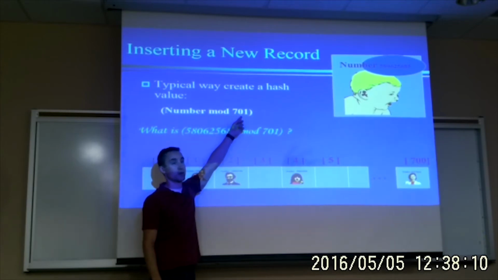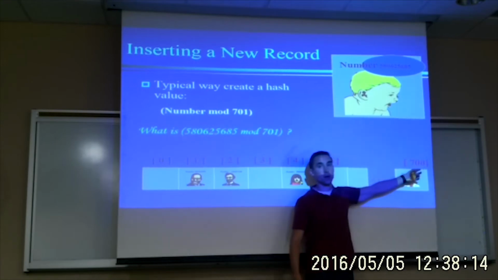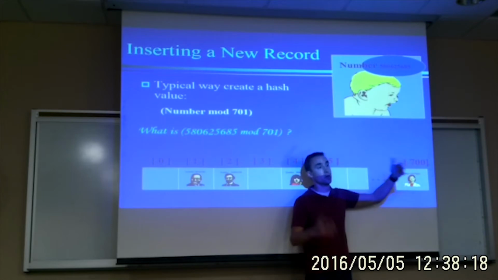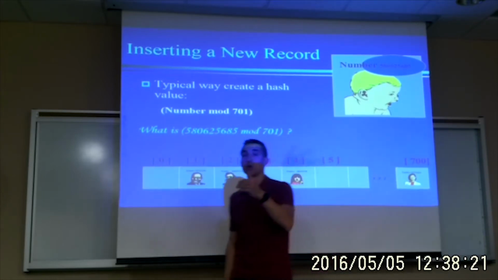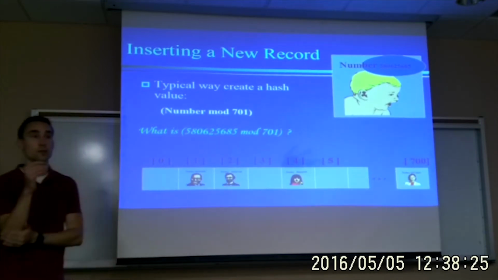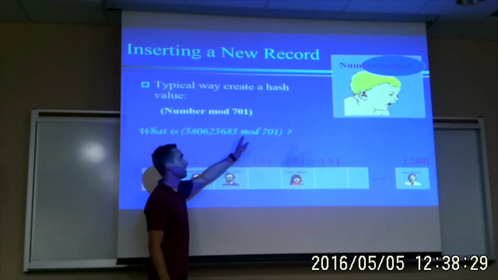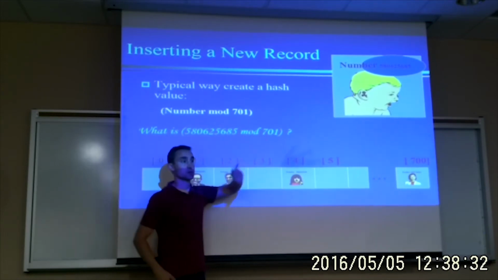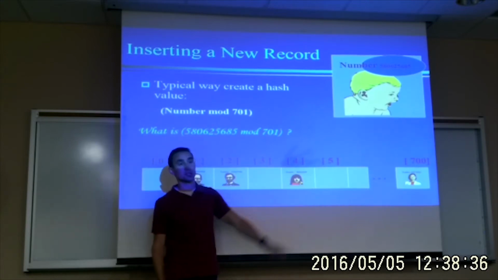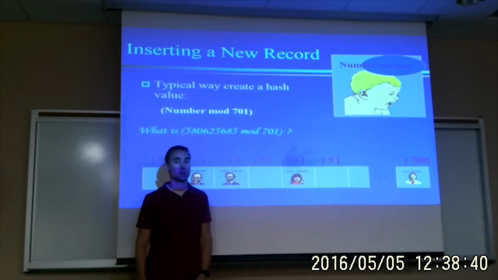Key mod 701. Now, this comes from the length of the array. The index number to the last element in the array is 700, but we know arrays start with 0. So the total number of spots in the array is 701. Okay? Key mod size. Questions on that? So if our array had 462 elements, we would have this mod 462. Okay?